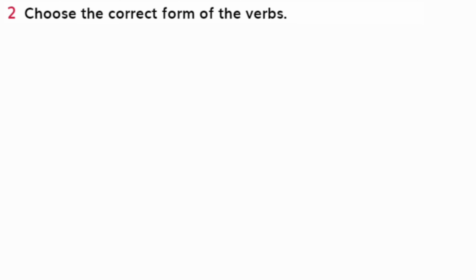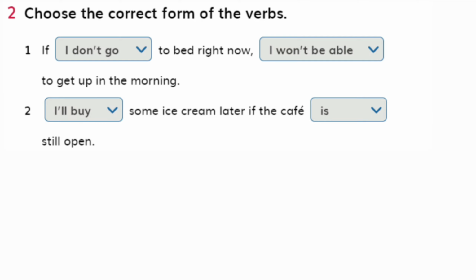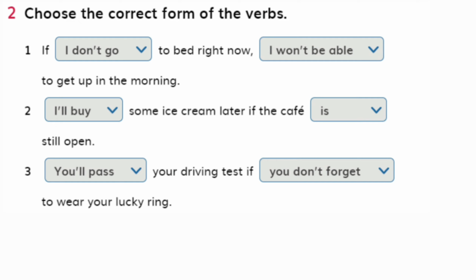Exercise 2. Choose the correct form of the verbs. Number 1. If I don't go to bed right now, I won't be able to get up in the morning. Number 2. I'll buy some ice cream later if the cafe is still open. Number 3. You'll pass your driving test if you don't forget to wear your lucky ring.